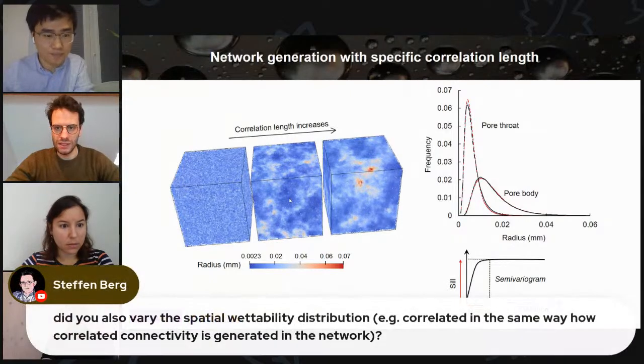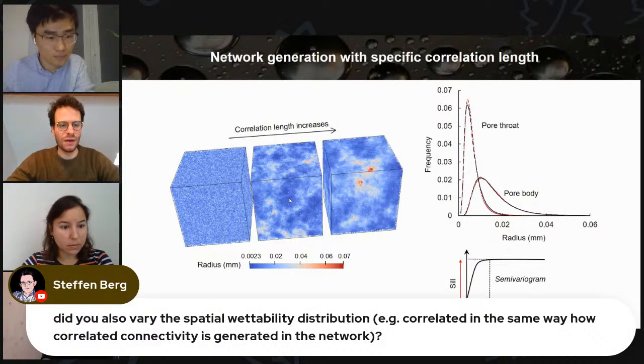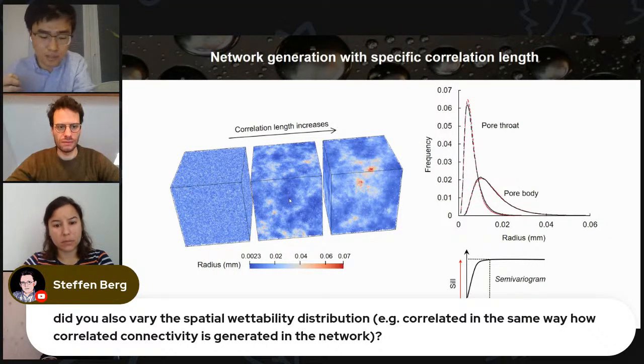So another question we have is from Stefan Berg, who asks if you also vary the spatial wettability distribution, for example, correlated in the same way as your connectivity or how your network is correlated. We didn't care about the wettability distribution in this work. Yeah, it's a good idea. Some big pores may be water wet, and some small pores oil wet. Maybe we can do it in later work.